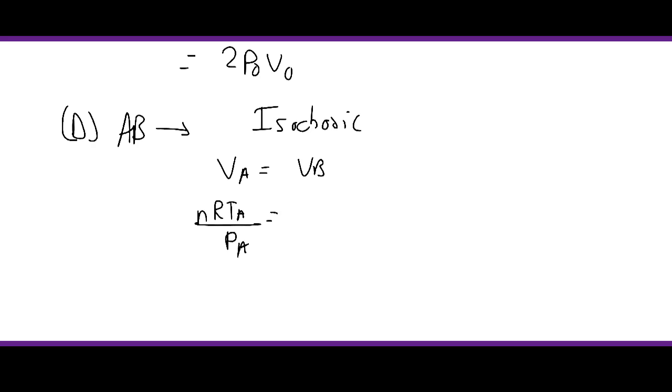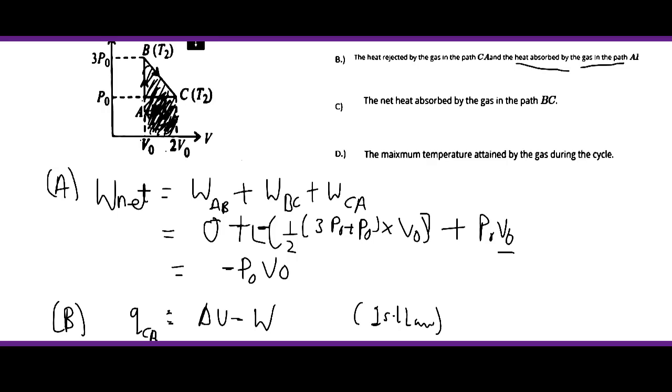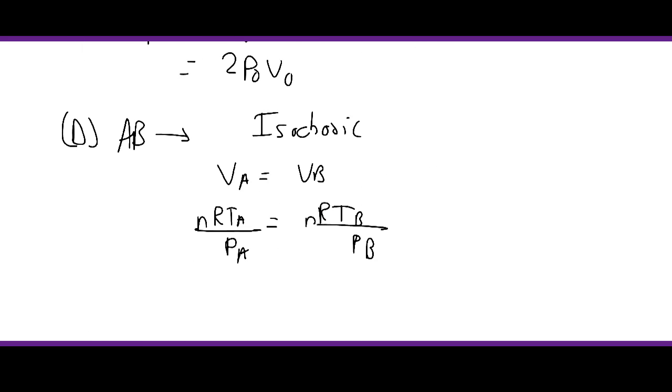nRTA by PA is equal to nRTB by PB. And if you see, the temperature at A is T1 and pressure is P naught, and temperature at B is T2 and pressure is 3 P naught. So putting that in this equation, n gets cancelled on both sides, R also gets cancelled. So TA is T1, PA is P naught, TB is T2, PB is 3 P naught.